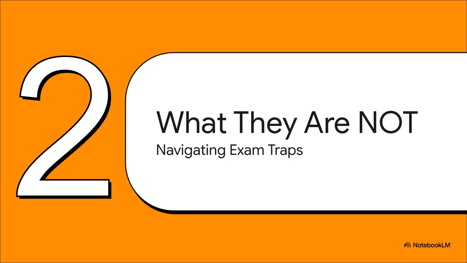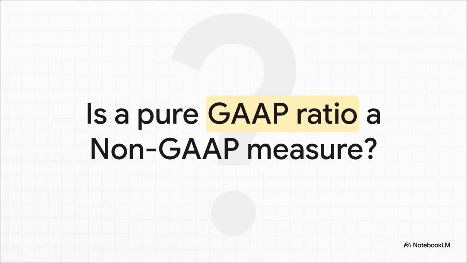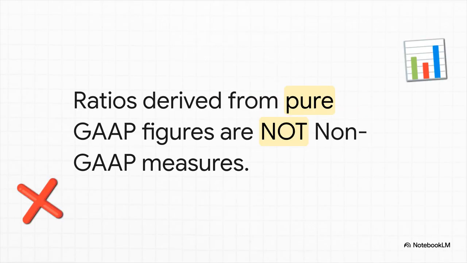Moving right along to Section 2, what they are not. This is where we navigate those tricky exam traps. I want you to imagine you see this exact scenario sitting in front of you on test day. A company presents a standard current ratio and it's calculated entirely using pure GAAP-derived amounts. Is that ratio considered a non-GAAP measure? Take a quick second and lock in your answer. The definitive answer is no. Simply doing math with standard unadjusted GAAP numbers doesn't magically transform the result into a non-GAAP measure. If your raw ingredients are pure GAAP, the resulting ratio is really just a statistical measure. It falls entirely outside the SEC's definition.